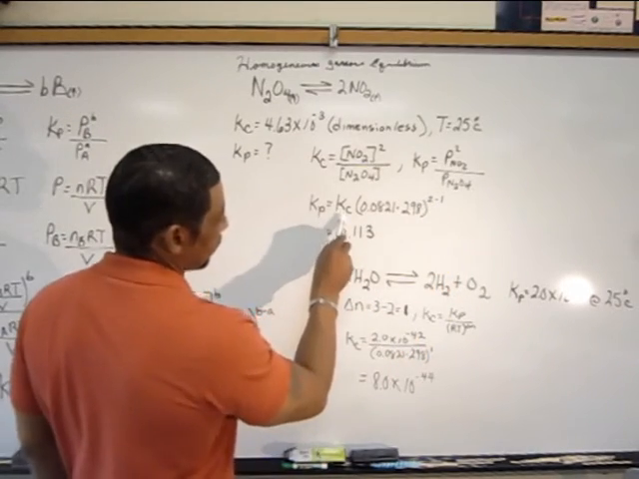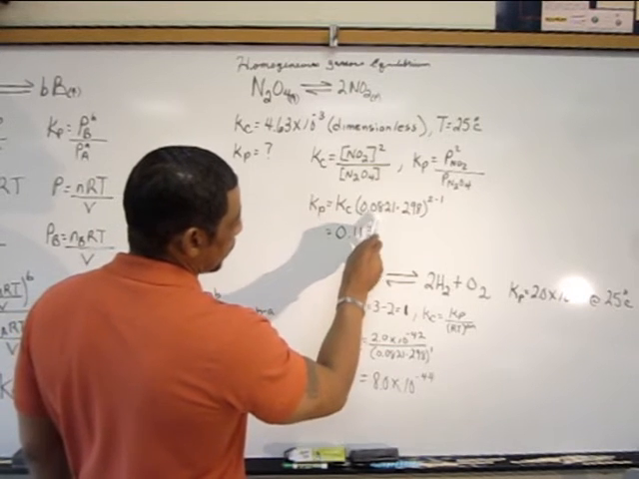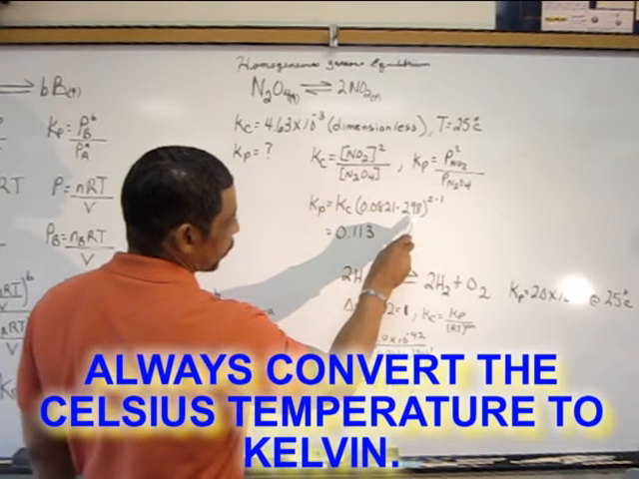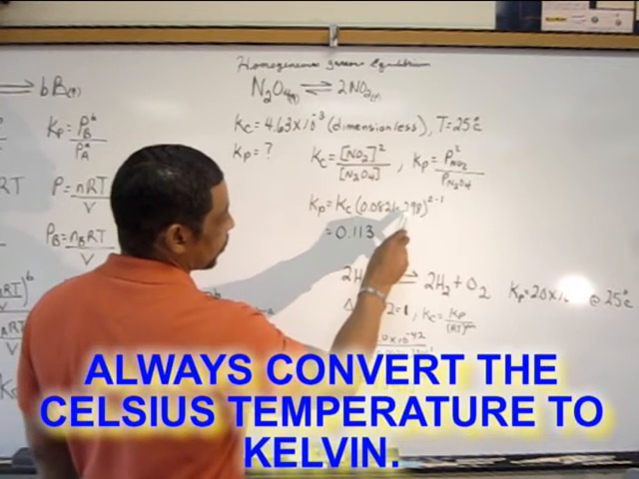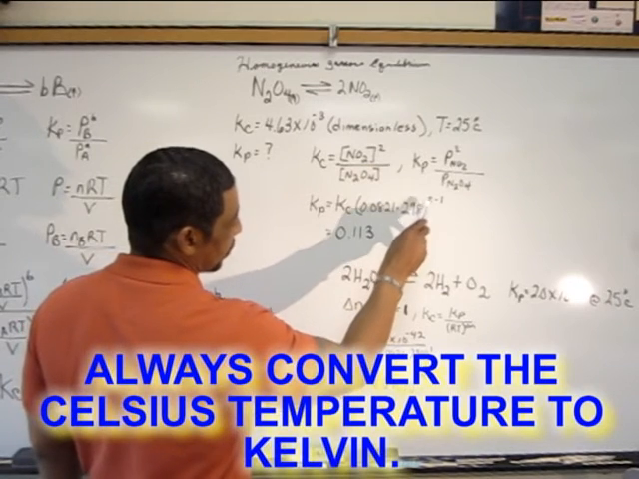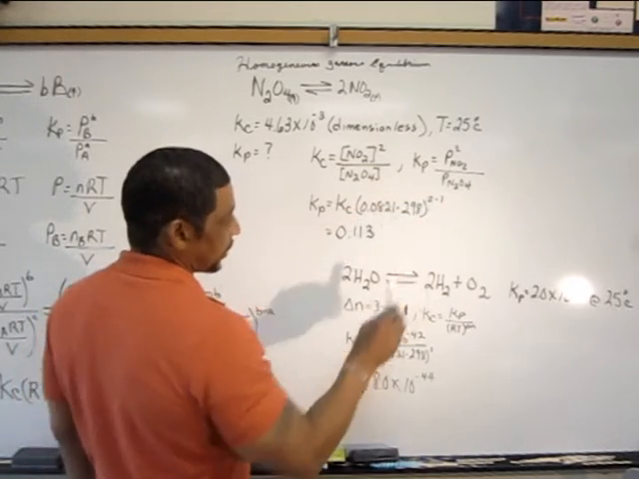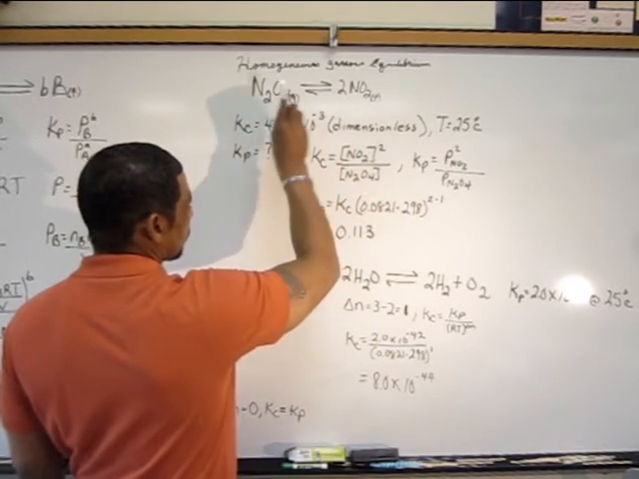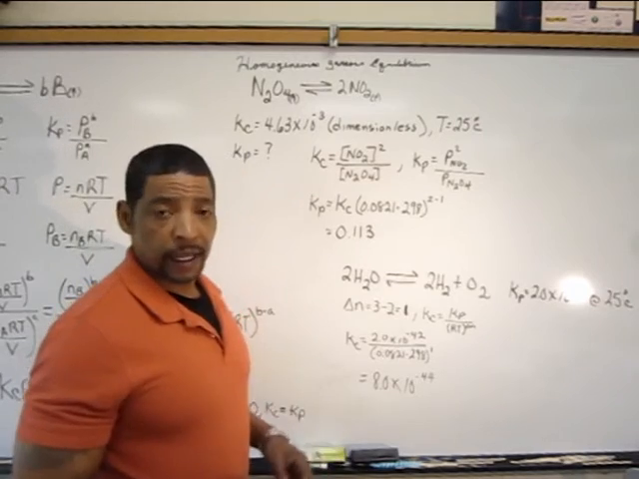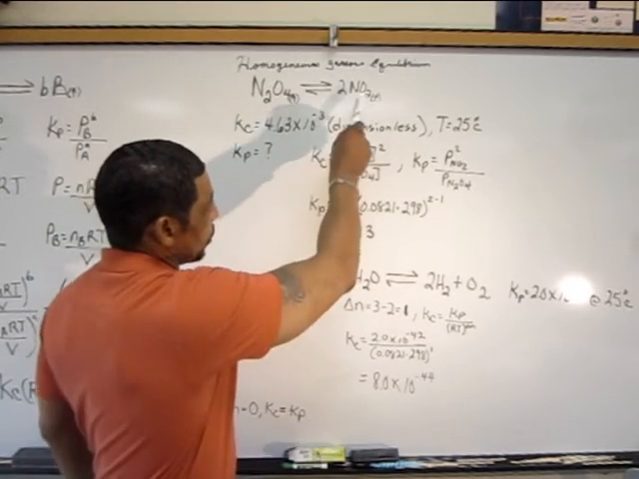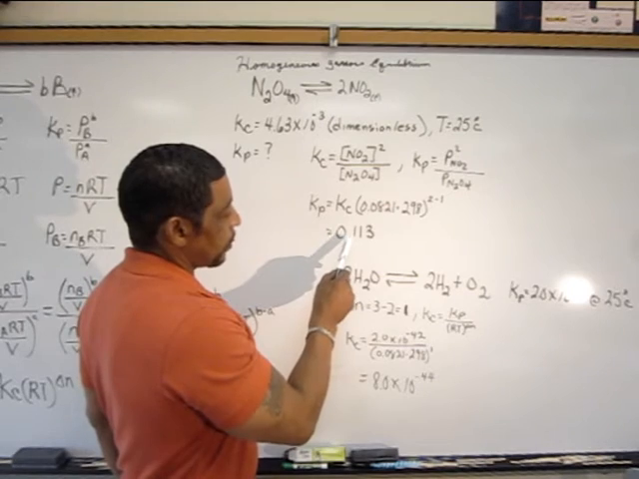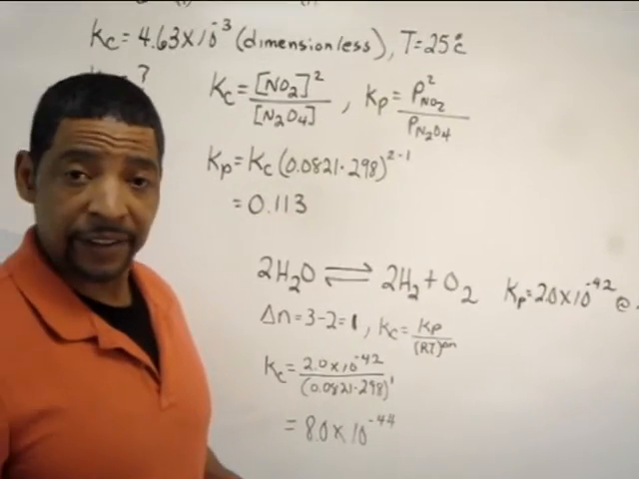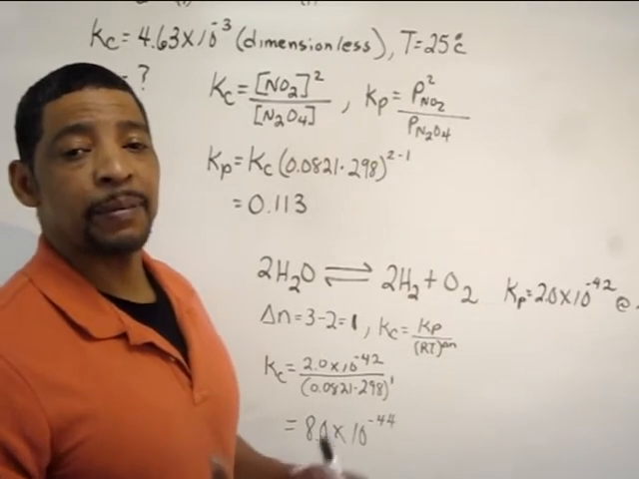Kp is equal to Kc times the ideal gas constant, 0.0821, times the Kelvin temperature, in this case 298 K, raised to the change in moles power, where the change in moles would be 2 minus 1, which reflects the coefficients in the balanced equation. So the Kp value for this homogeneous gaseous equilibrium will be 0.113.